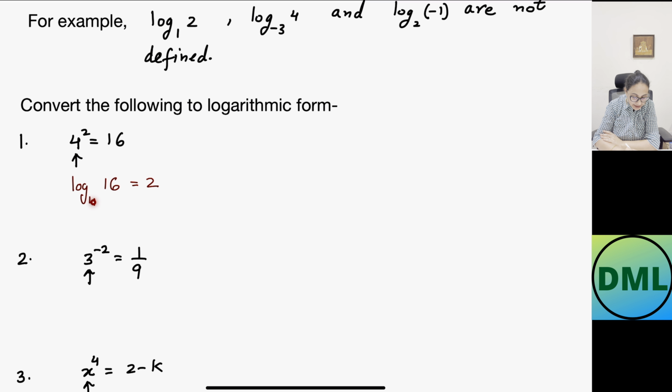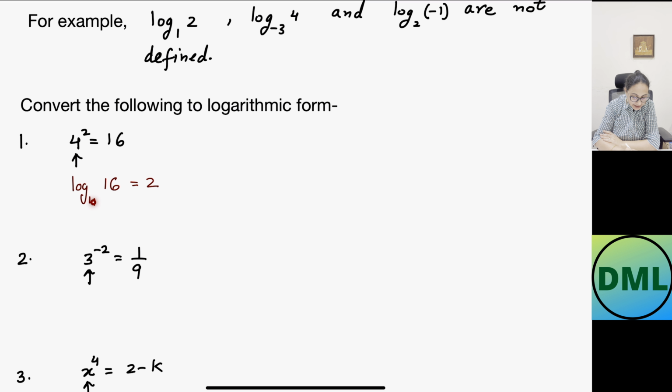3 to the power minus 2 is equal to 1 over 9. I need to write this in the logarithmic form. Right now this is in the index form. So this 3 will become the base of the logarithm. Log 3 of 1 over 9. My answer is negative 2. This is how you can write it down.